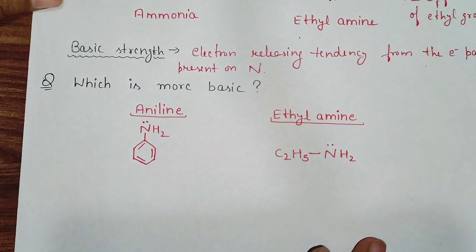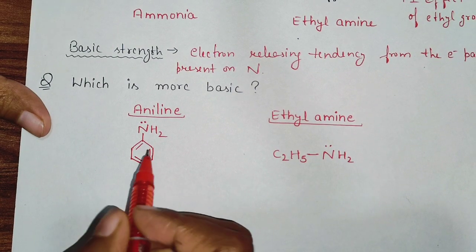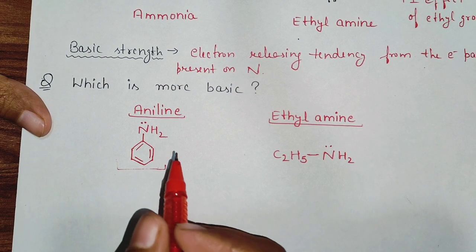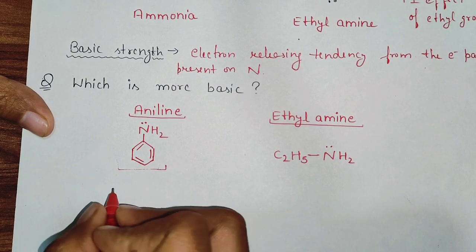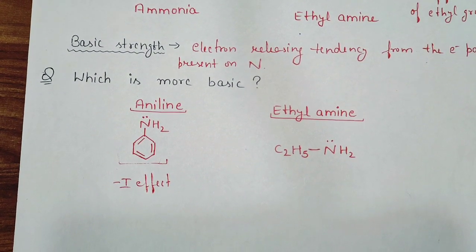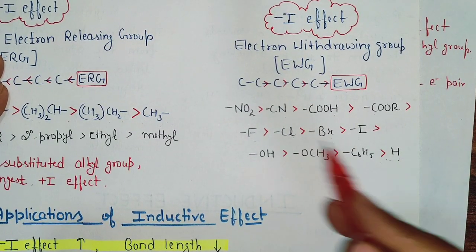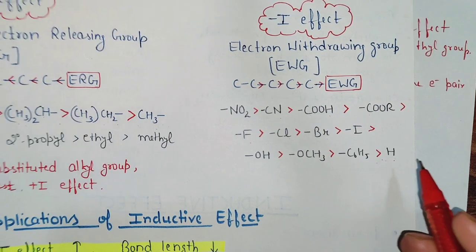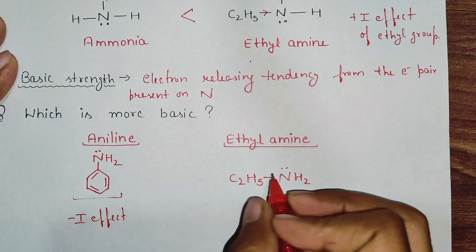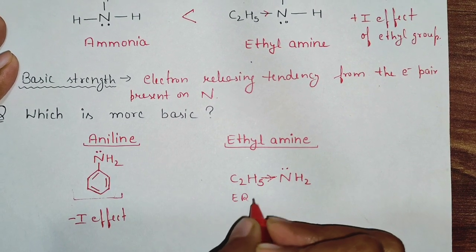Now again a question arises, which is more basic, aniline or ethylamine? So in aniline, this is a phenyl group. The phenyl group is attached to the NH2. It will have minus I effect. Here we have studied the phenyl group. It is last in this order. So it will have the least minus I effect. It will show the least minus I effect as compared to C2H5. C2H5 is electron releasing in nature. It will release its electrons, electron releasing group.